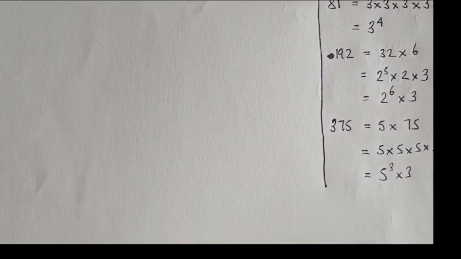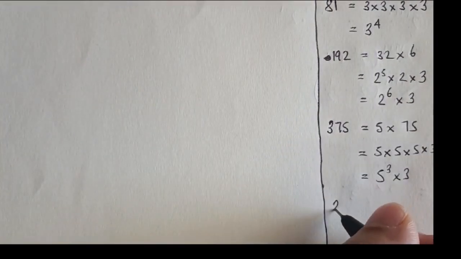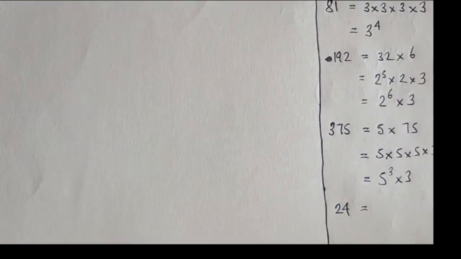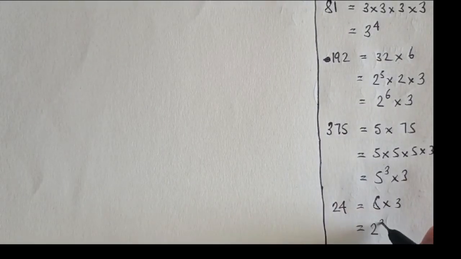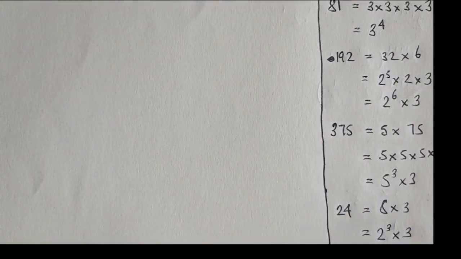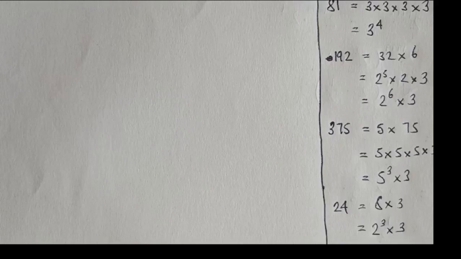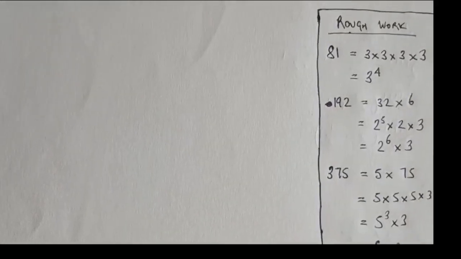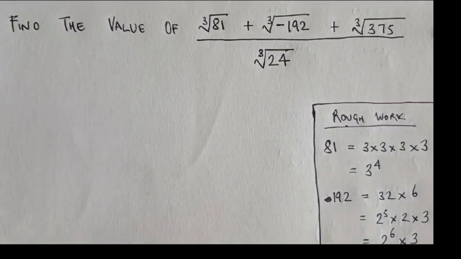Okay, so our last number, which is 24. 24 is equal to 8 into 3, which is nothing but 2 cube into 3, right? So why have we done these factorizations? You will just find it out soon enough. So let us write the problem here again.